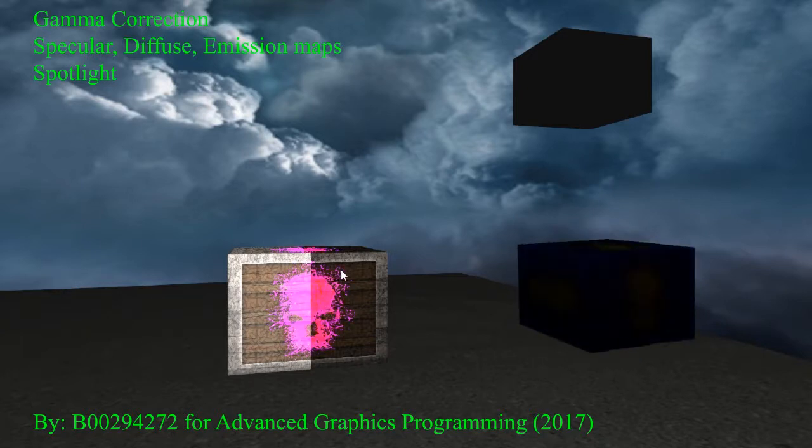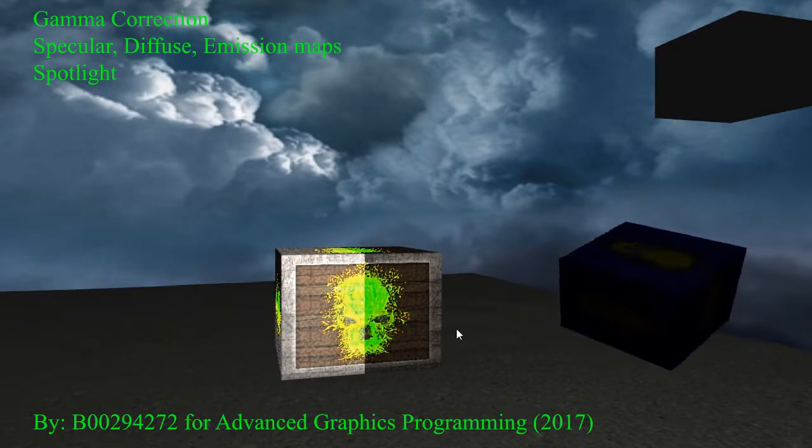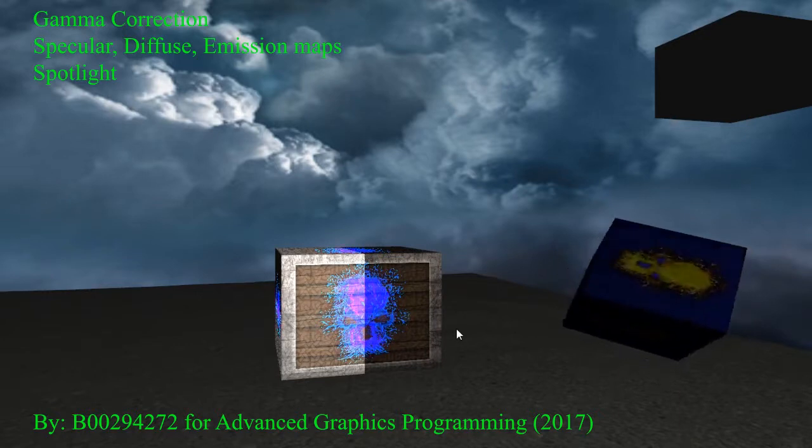So basically, what you see here is the maps and the gamma correction being applied on the left-hand side of the cube, and on the right-hand side there is no gamma correction. So what I use to do the gamma correction is use OpenGL to apply the gamma correction manually via the fragment shader, and automatically using the GL enable GL framebuffer sRGB.